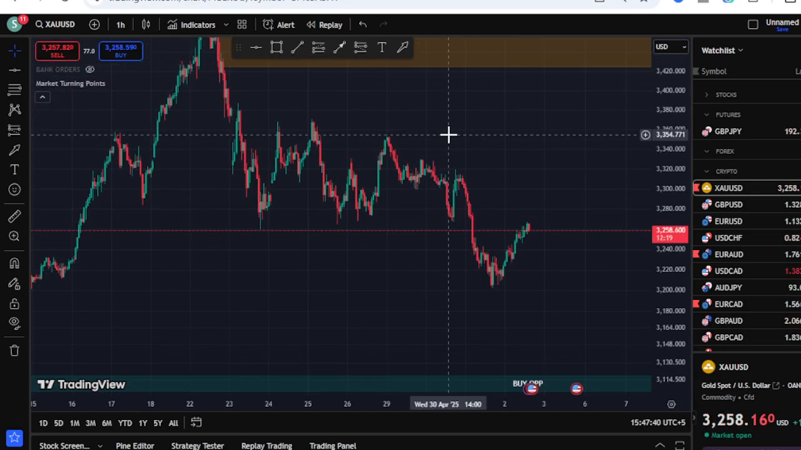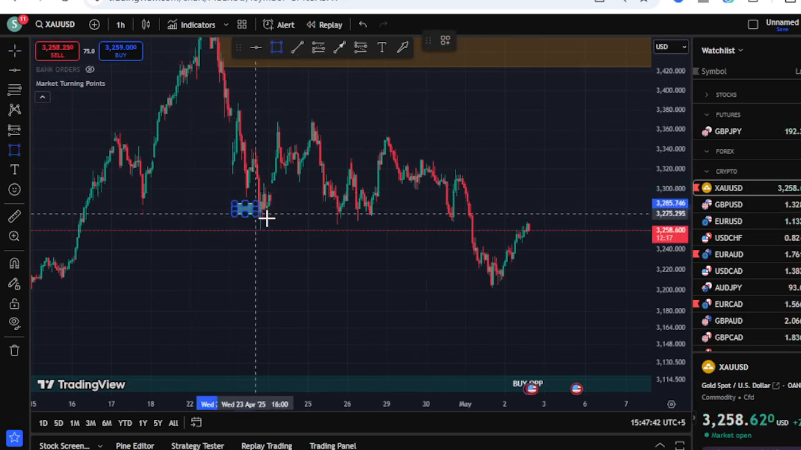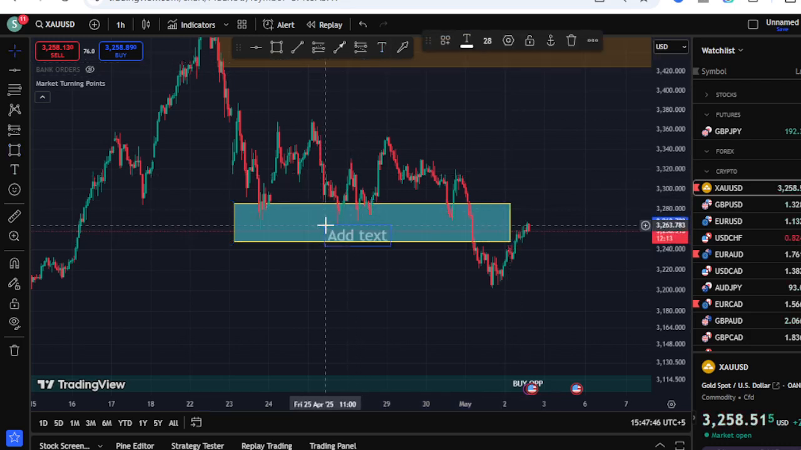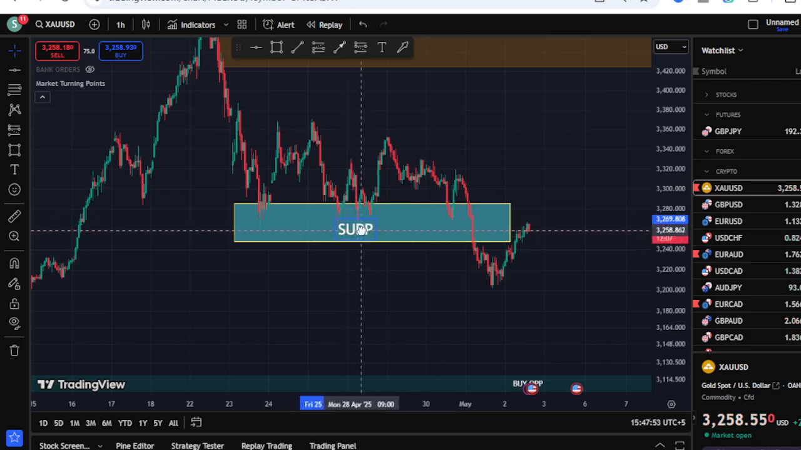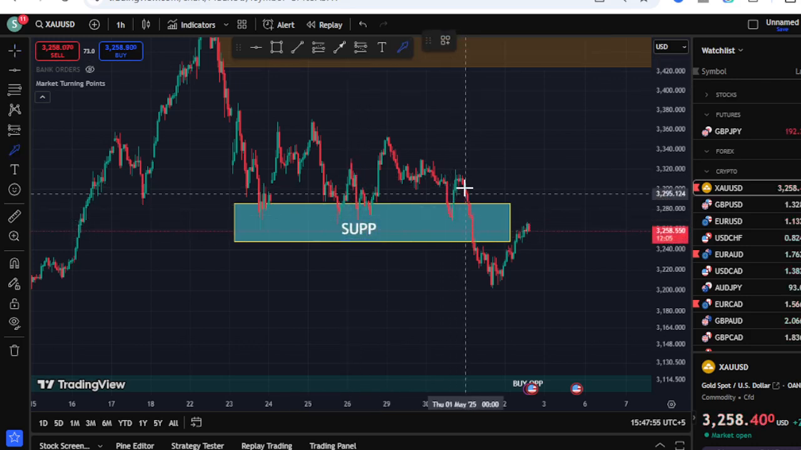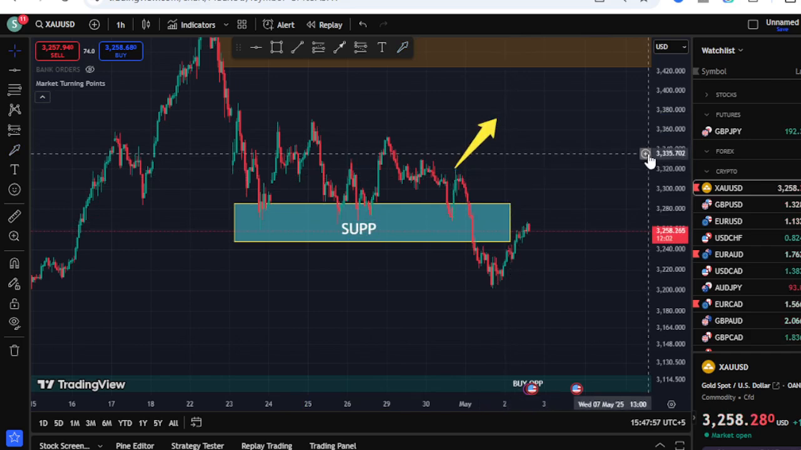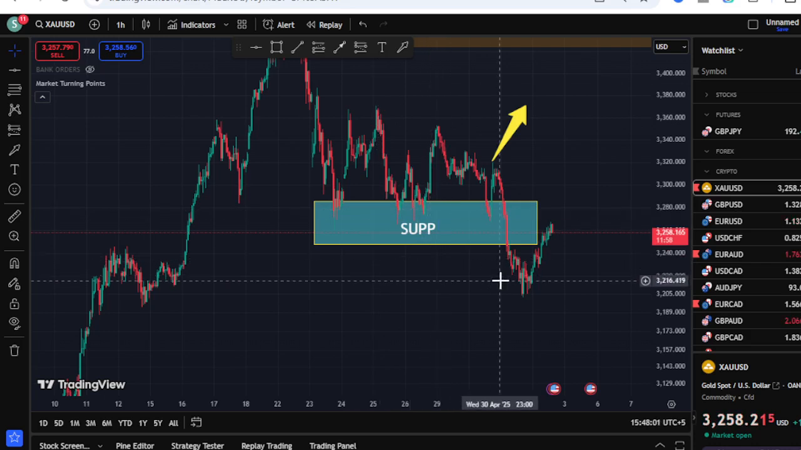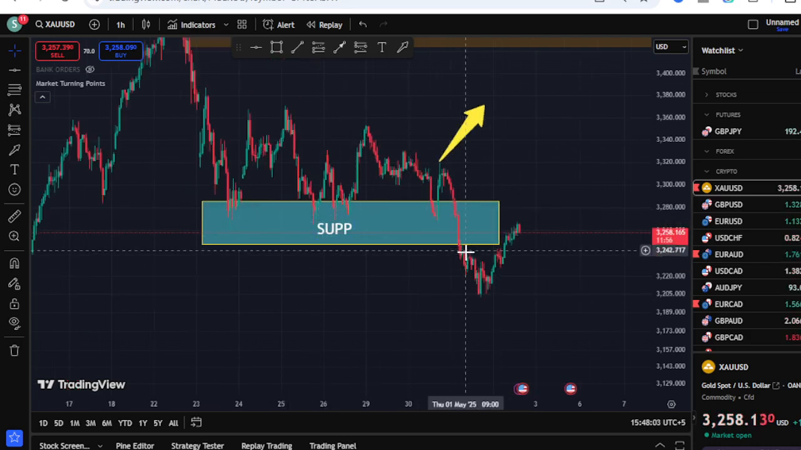Right now, this is the gold 1 hour chart. This was the support zone for the retail traders. Retail traders entered into buy positions just on that retouch. They entered into the buy, and now the market comes to hunt the liquidity here, and the liquidity is hunted here.